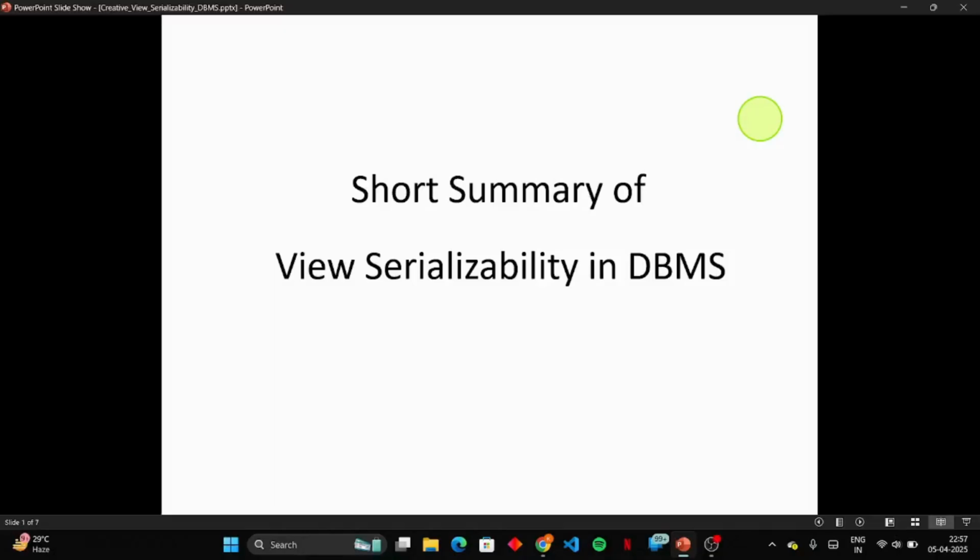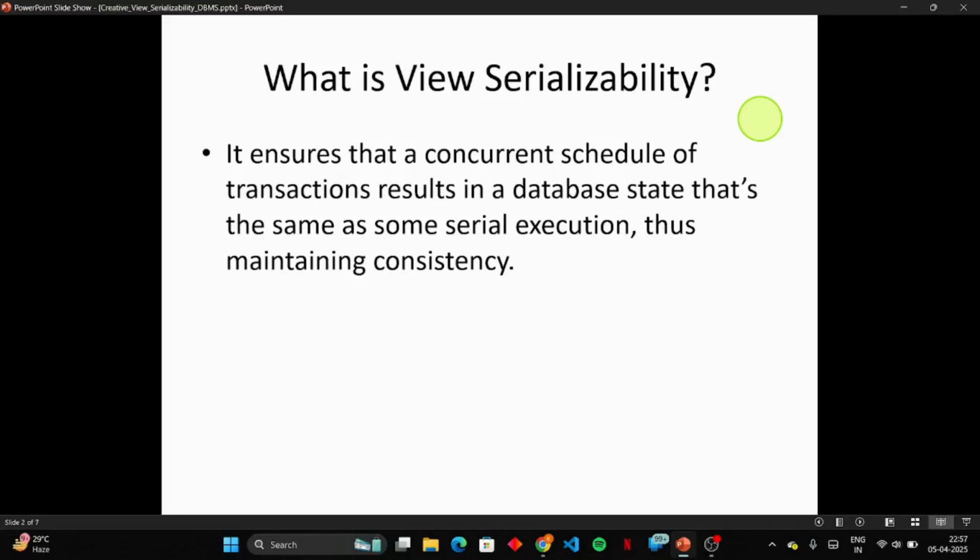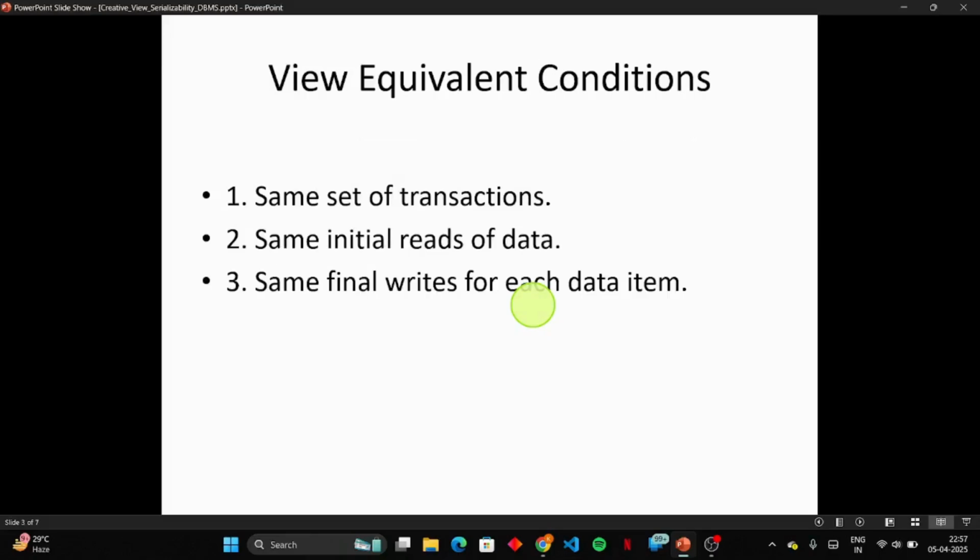Here's what we have studied so far. What is view serializability? When a parallel schedule or concurrent schedule has the same transaction result of a database state as the serial execution, that is the serial version of the concurrent schedule, has the same result. So that is view serializability.